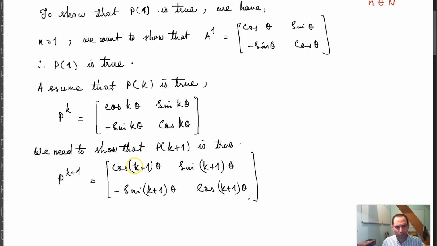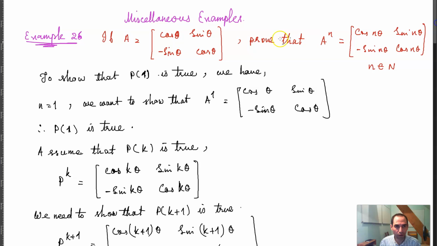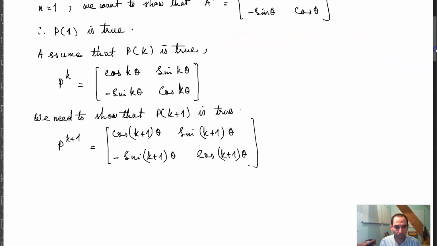Now let's see how we can do that. Okay, so now basically in order to show that P of k plus 1 is true, meaning that P of k plus 1 is actually equal to this matrix over here, I'd have to take P of k and multiply it by the matrix itself.